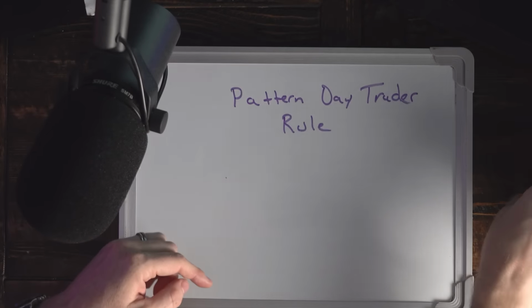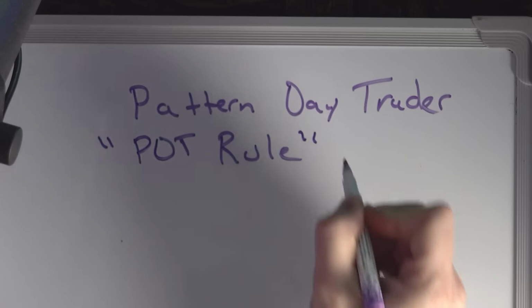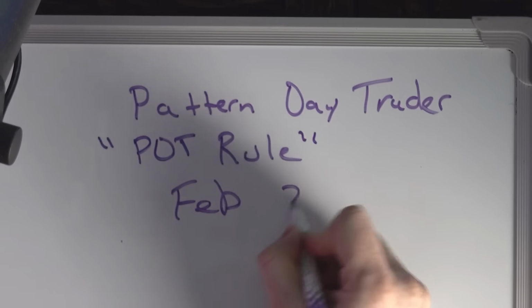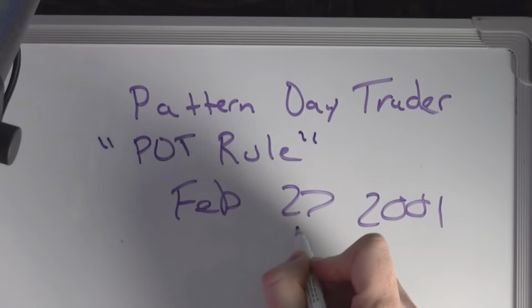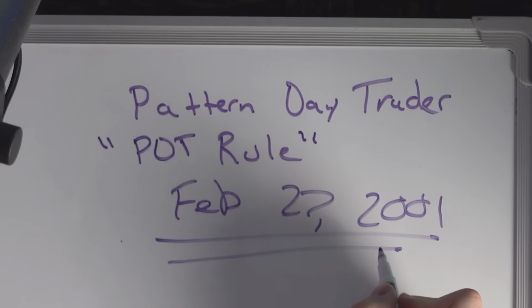It's called the PDT rule for short. And this is a rule that was enacted on February 27th, 2001. A lot of people think that this was a rule that was created to protect retail traders after the dot-com bubble. So what you may know is that in the late 90s, there was an incredible bubble in the market in tech stocks, especially dot-com companies, and they were going insane.